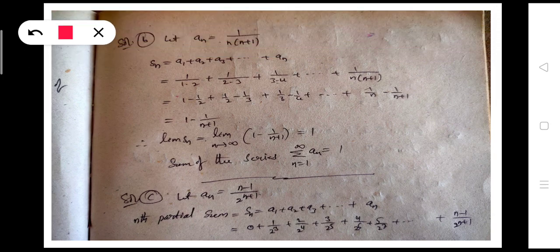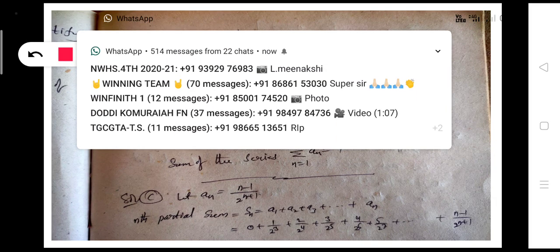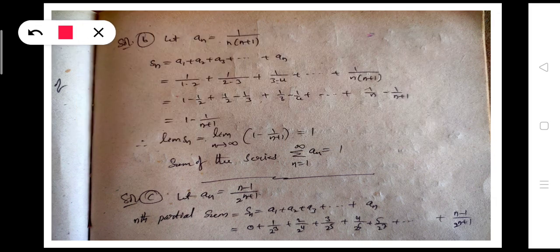What is this series here? 1 by 1 into 2 can be written as 1 minus 1 by 2. And also 1 by 2 into 3 is written as 1 by 2 minus 1 by 3. Similarly we can write all the terms, and in general the term is 1 by n minus 1 by n plus 1.